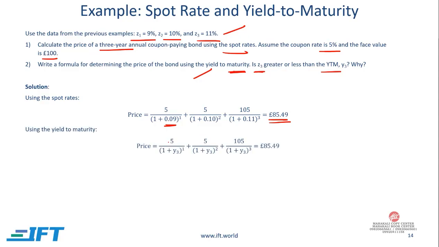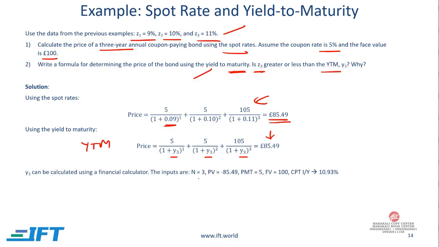So hopefully here's what you did. We have the same cash flows that we see here, and then each cash flow needs to be discounted at a particular rate. That rate is the yield to maturity. So this is the yield to maturity for a 3-year bond. It is a single rate, and we want to find this rate such that we get the market price. The market price would be 85.49. And I hope you can use your financial calculator to determine Y3. The inputs are shown here.